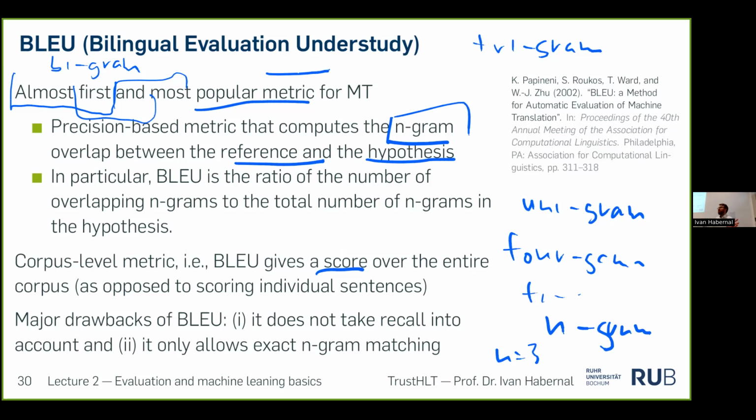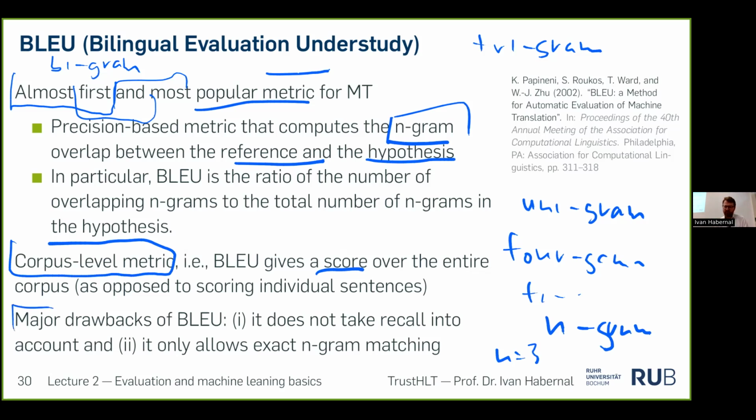But the ordering maybe doesn't matter, because you can translate things with different ordering. The phrase could be at the beginning of the sentence or at the end of the sentence, but it still counts as an overlap, because why not? You can shuffle around words. So it's kind of an arbitrary decision of this metric, but it works quite well as a baseline. It's a corpus-level metric, so that's important. It gives you a score over the entire corpus. You're not scoring the individual sentences, you're scoring the entire corpus.